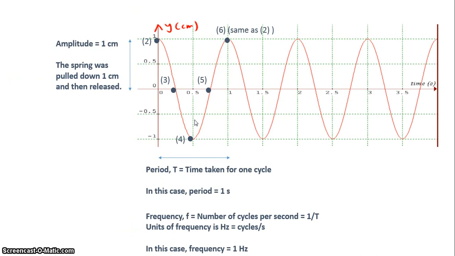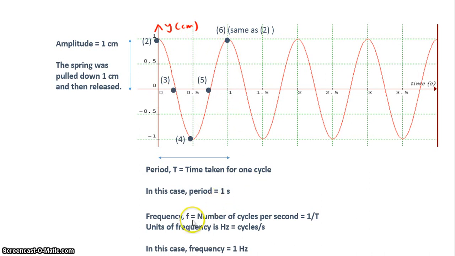Let us understand this graph better. We have established that this graph tells us that the amplitude is 1 cm, and that was because the spring was pulled down 1 cm and then released. If you pull the spring down 2 cm, then we expect to see that the amplitude is 2 cm. Period is the time taken for 1 cycle. The time taken to get from 2 back to 6, which is the same as 2, is 1 second. So in this case, the period is 1 second.